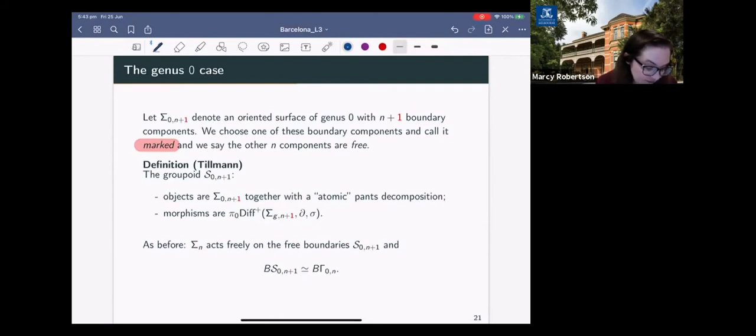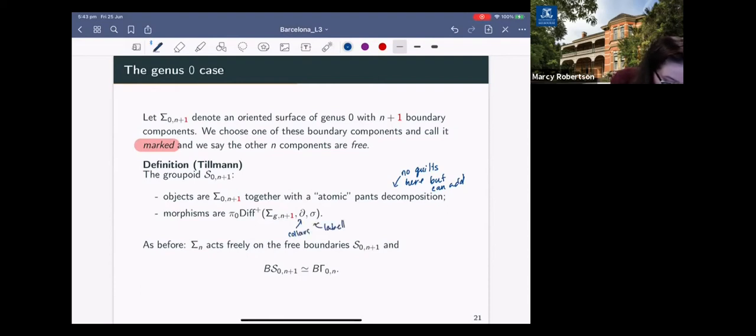Tillmann describes a groupoid, which she calls S0 n plus 1. And the objects are these surfaces together with an atomic pants decomposition. So there are no quilts in her construction here, but you can add them. And the morphisms are, again, the orientation preserving diffeomorphisms that preserve the collars and the labels.